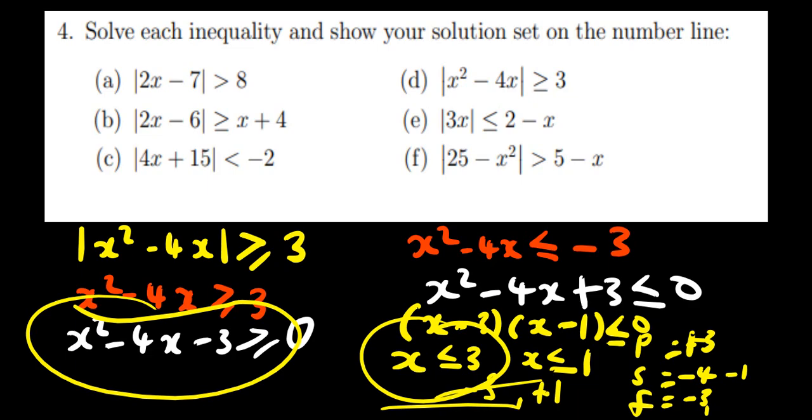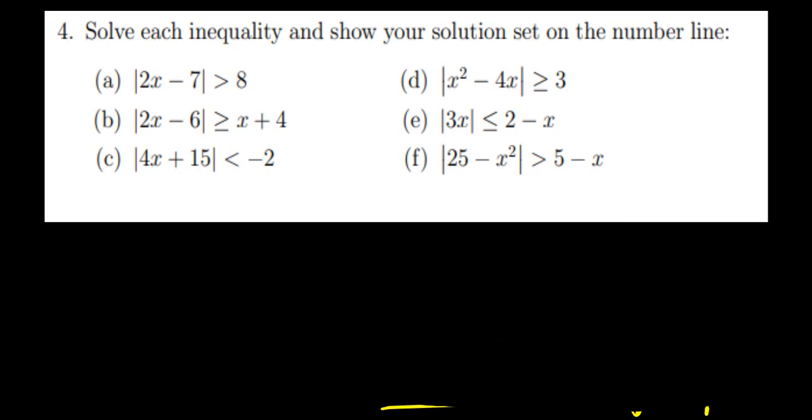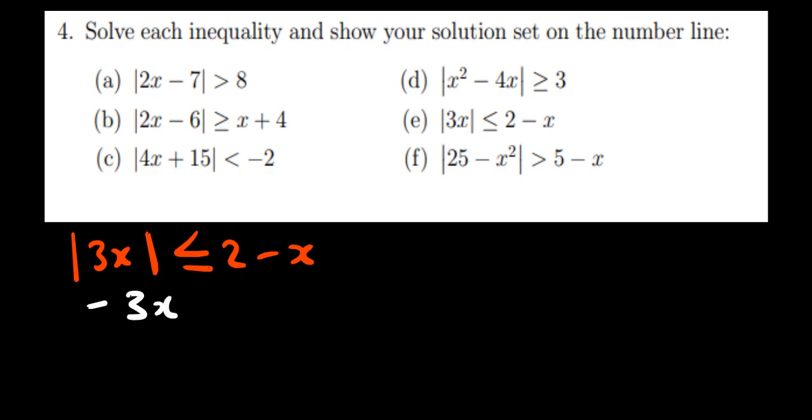Same with e. Let's also solve e. So for e, we have the modulus of 3x less than or equal to 2 minus x. So what are you going to do? What can we do? I can also do something very crazy here. I'm just going to say negative 3x is less than or equal to 2 minus x.